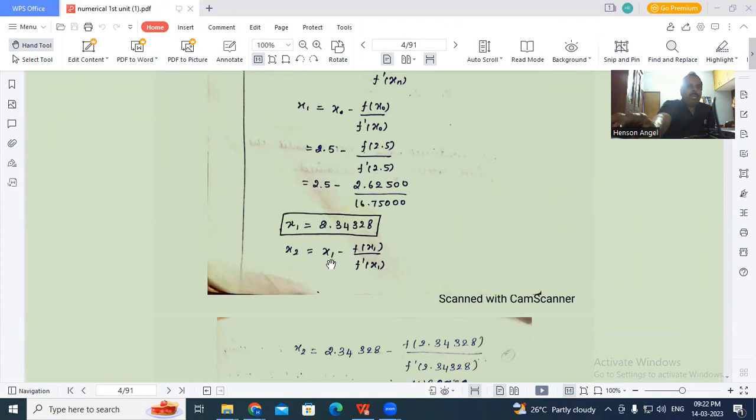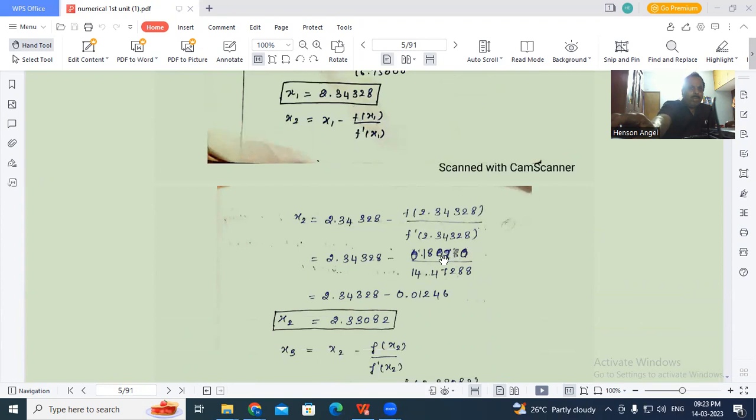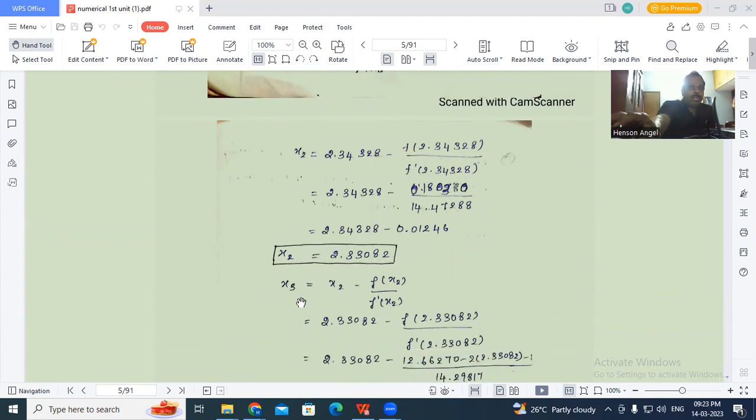Next, we calculate the second approximation. x2 equal to x1 minus f of x1 by f dash of x1. Now we substitute the x1 value in x2. Here we get 2.34328 minus f of 2.34328 divided by f dash of 2.34328. When you substitute this value in f of x and f dash of x, we get this expression. Then when you simplify this, we get the second approximation x2 equal to 2.33082.